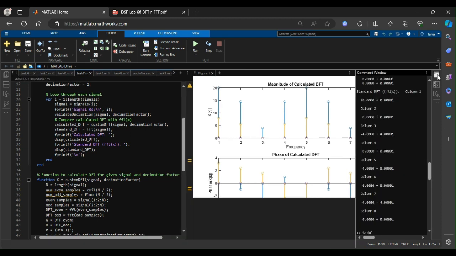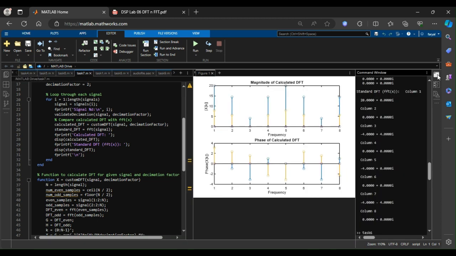So in this code we basically check the signals function. This function iterates through each of the given signals, validates the decimation process, and compares the calculated DFT with the standard FFT function. And then we'll have this validate decimation function here.